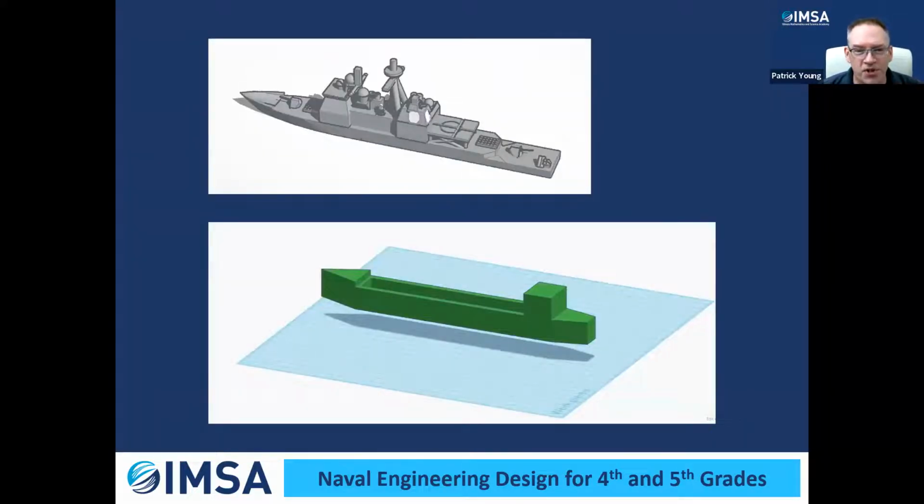There's a couple pictures of ships here that were designed using Tinkercad. The top one shows just how realistic you can be. However, we're not going to do that at fourth or fifth grade, or at least not the students that I've been most familiar with. We're going to create a ship that looks more like the one on the bottom. So very basic, simple geometries, prisms, rectangles, things for which we can easily calculate surface area, perimeter, or even volume if you get up to sixth grade, or if your students are there already.